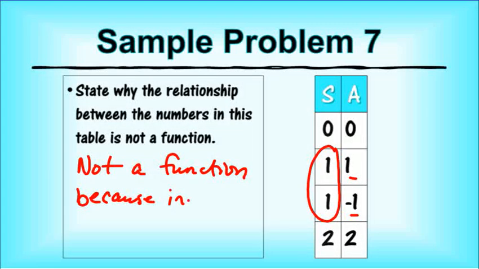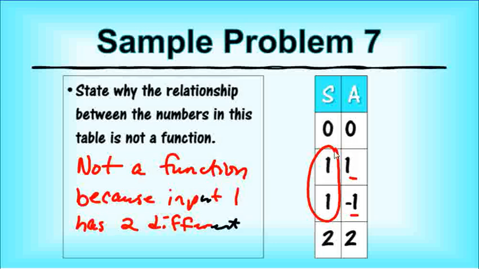Not a function because the input 1 has 2 different outputs. So just remember, one input can have only exactly one output. Otherwise, it's not a function. So that is our lesson today on functions.